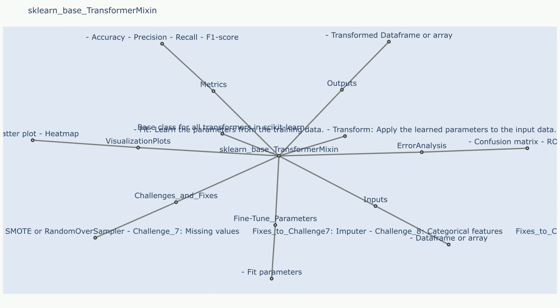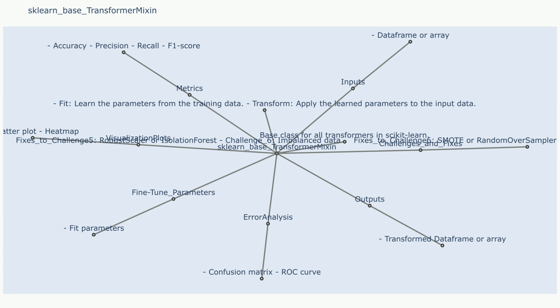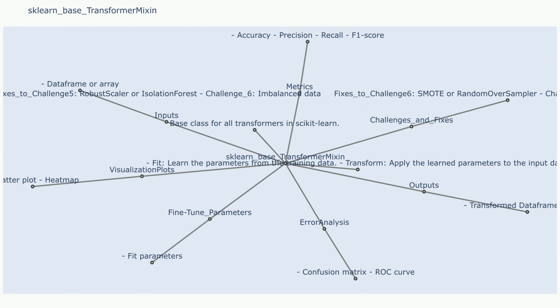Fixes to challenge 1: use data splitting techniques, such as train test split, to avoid data leakage during fitting. Challenge 2: memory issues. Large datasets can consume significant memory, particularly during the fitting process.